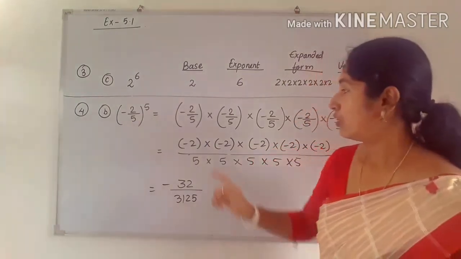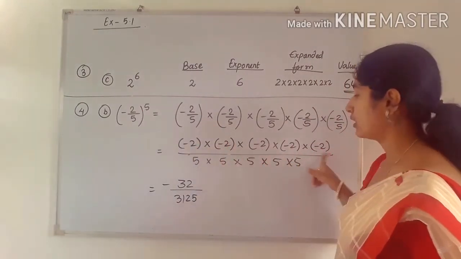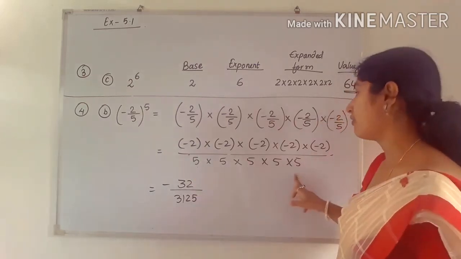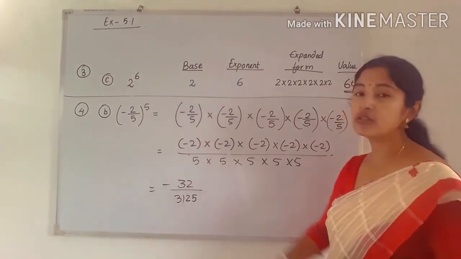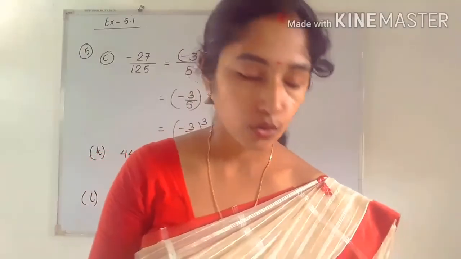Okay, so minus 2 into minus 2 into minus 2 into minus 2. Okay, this is how many times? 5 times. So this will be 32, and again 5 is multiplied 5 times. So this is 3125.